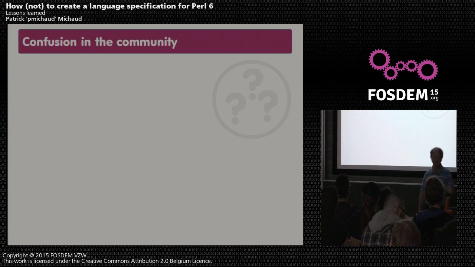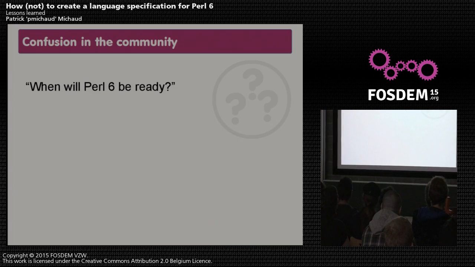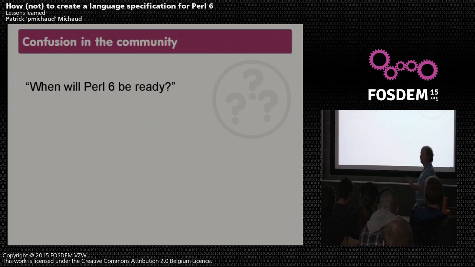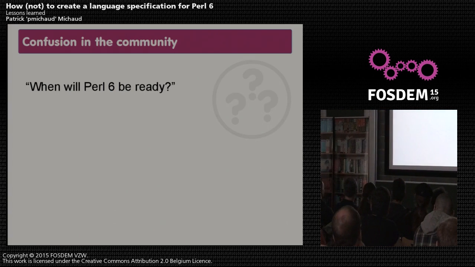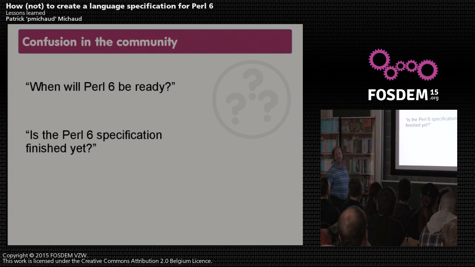Now, there are other sources, right? But the number one question I always hear when talking to somebody outside the Perl 6 community about Perl 6 is, when will it be ready? Right? We still ask this. When will Perl 6 be ready? And you kind of say, well, we're working on it, and we're busy putting together a specification, and we're still figuring out the design, and we're still working on the implementation. And the next question that comes up by somebody who's trying to be very, very helpful is, well, have you at least finished the specification yet?